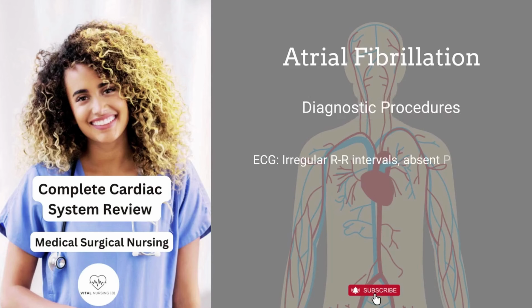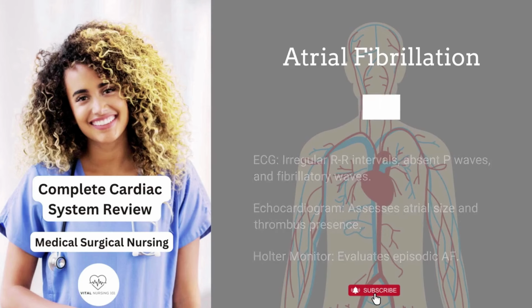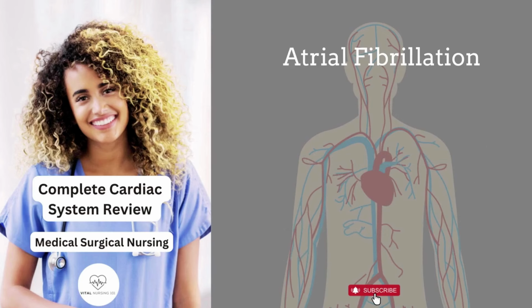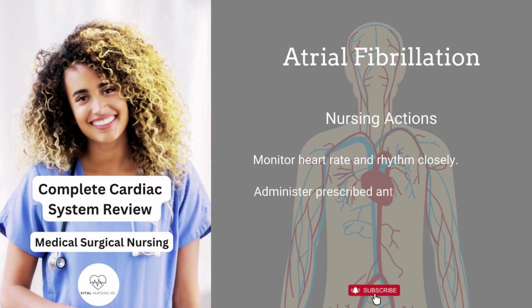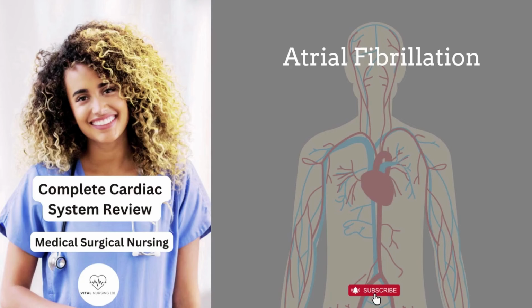Diagnostic procedures are the following: ECG, which shows irregular RR intervals, absent P waves, and fibrillatory waves; echocardiogram, which assesses atrial size and thrombus presence; and Holter monitor, which evaluates episodic atrial fibrillation. Nursing actions are the following: monitor heart rate and rhythm closely, administer prescribed anticoagulants and rate control medications, and educate on stroke prevention strategies.